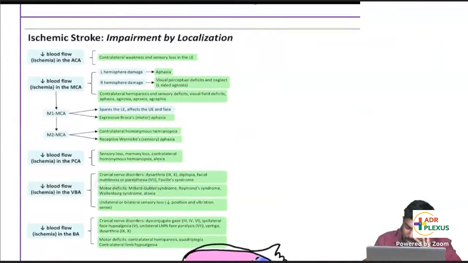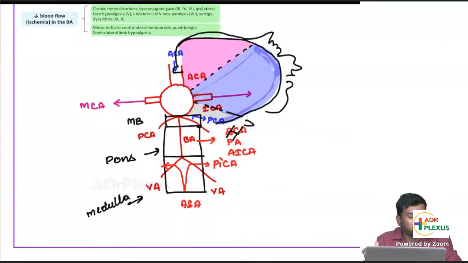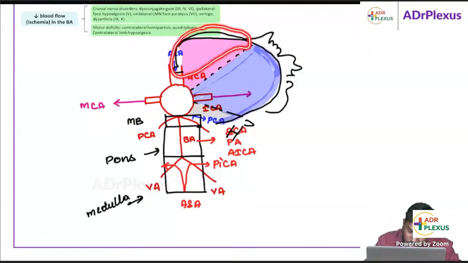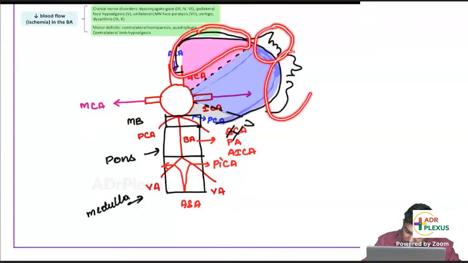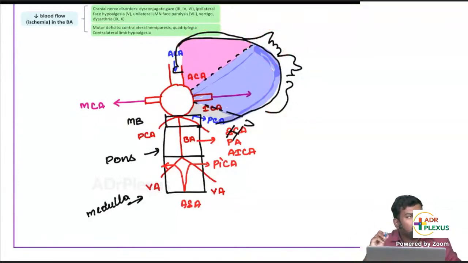This is grossly putting everything inside one place. This indicates the lower limb. This is the hand, this is the face. If you have leg involvement, then it is going to be ACA territory. If you have face and hand involvement, or upper limb involvement, then it is going to be MCA territory. Whenever it involves the vocal cords, the throat, the swallowing apparatus, then it is going to be your PCA territory. Hope I am clear here, right?